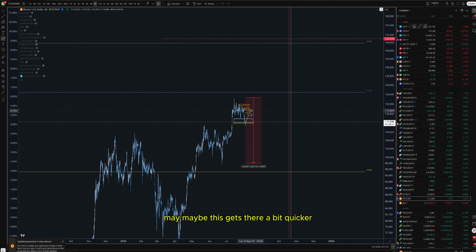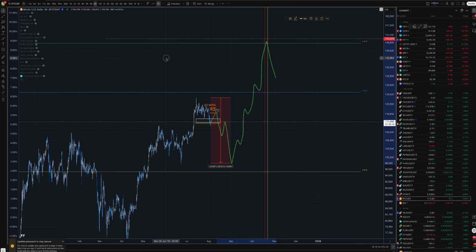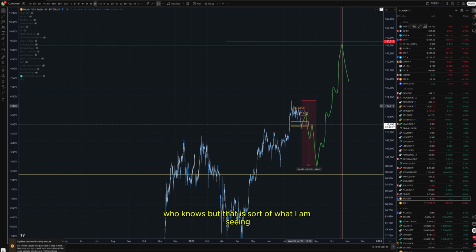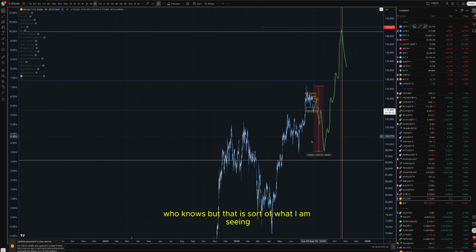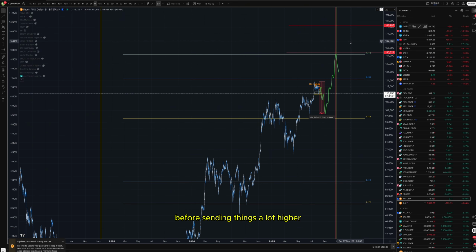Maybe this gets there a bit quicker. Oh my gosh, I apologize. Right, something like that. It might be straighter, it might be bendier, who knows? But that is sort of what I'm seeing. I think a good sweep of this level, sub 98, to take out that liquidity would be very interesting before sending things a lot higher.